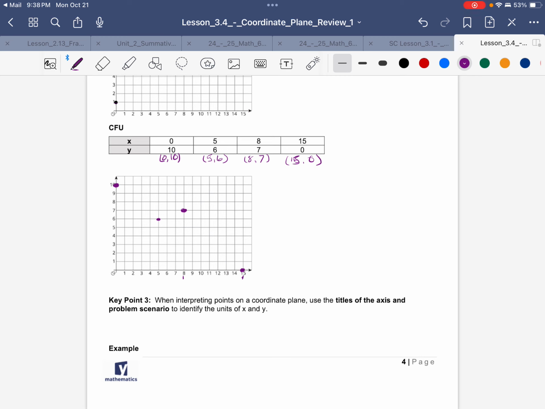There's your coordinates. So when you interpret these points on the coordinate plane, use the title of the axis and problem scenario to identify the units of x and y. Okay? So sometimes it will give you different units that go along with the x and y, so you use those to actually identify the units. Okay?